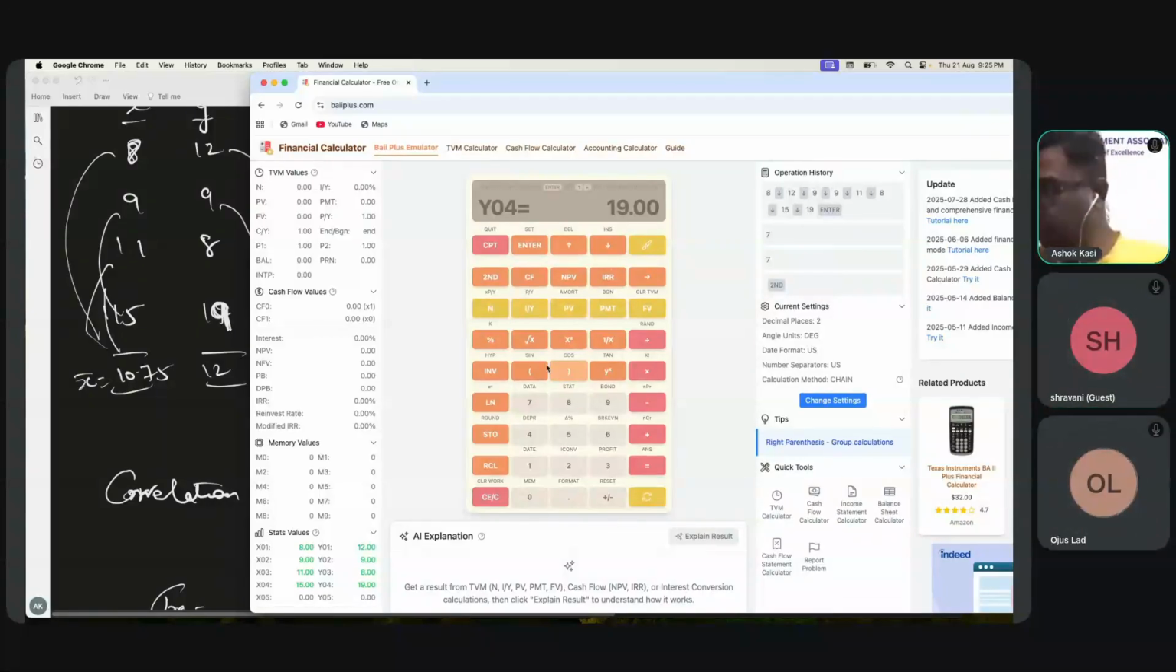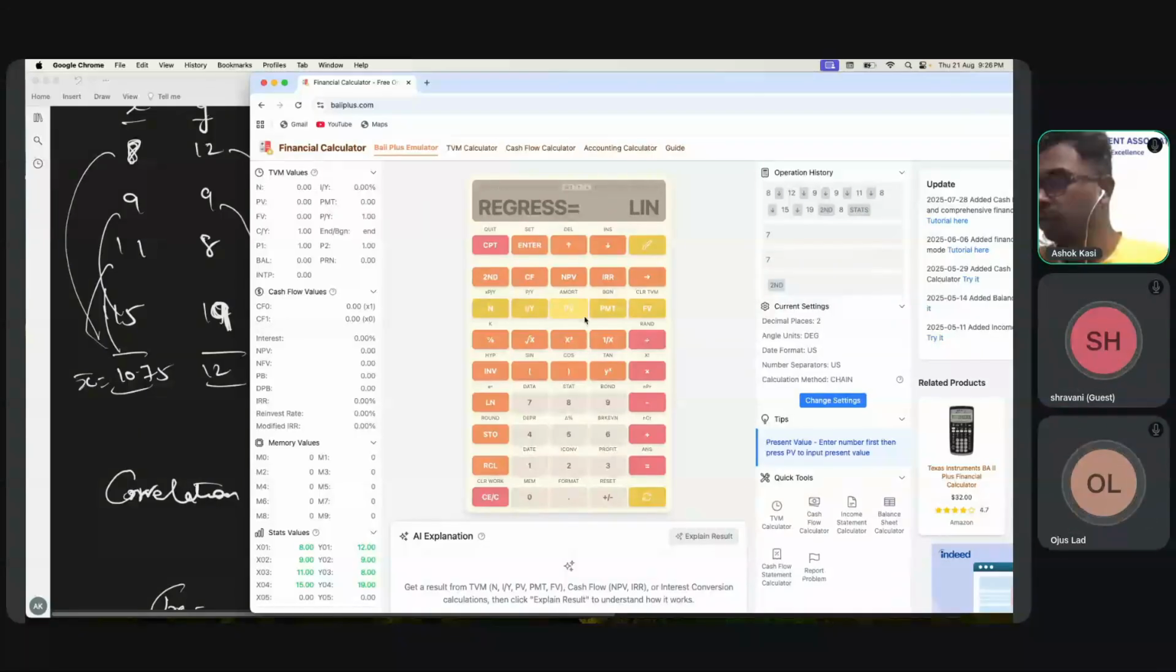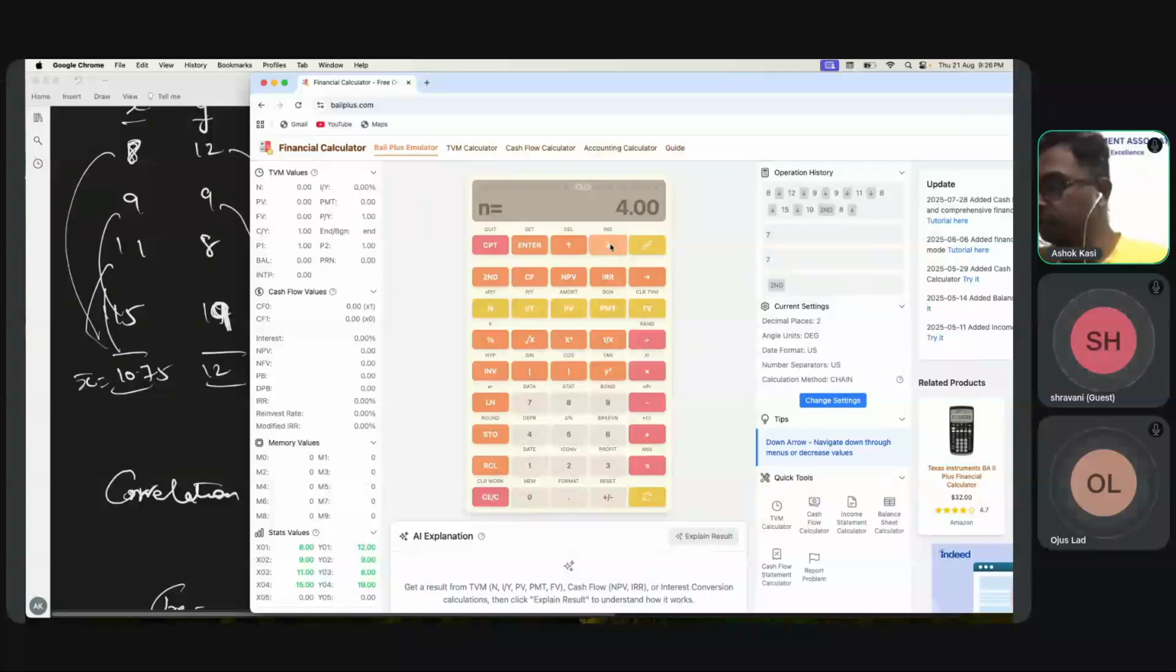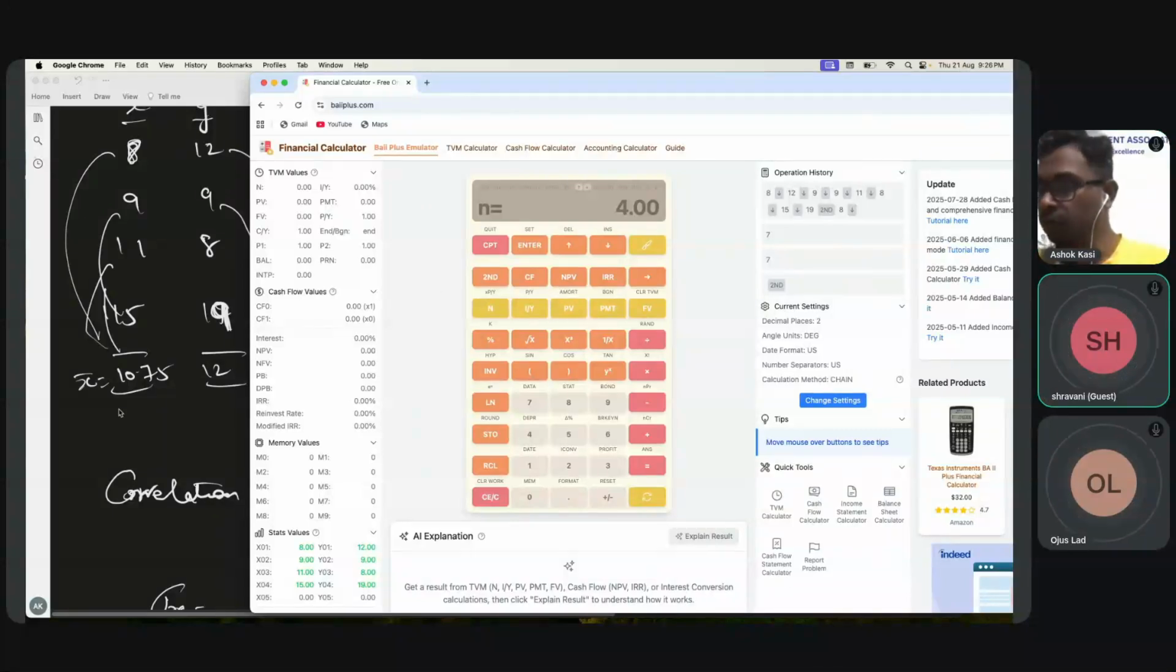Now you want to activate the stat function. So click on second and then 8. So that stat will get activated. Okay, so you are getting the Lean screen. Now you click on the downward arrow. So n is 4, the number of observations. X bar is 10.75.